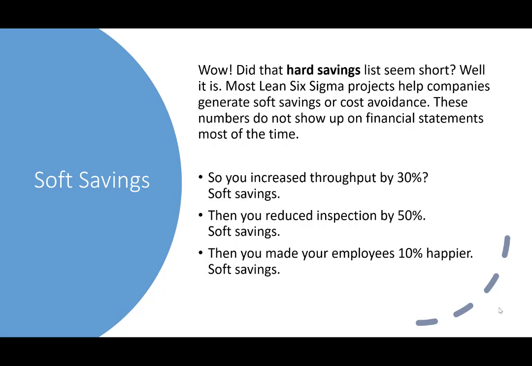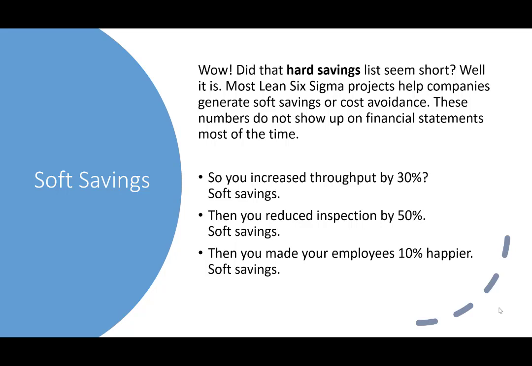What if you reduce the amount of inspection by 50%? Well, again, you're spending less labor to get the same amount of product out. So you're more efficient. You can count it as hard savings or soft savings. Most companies will call it a soft savings. Okay, what if you made your employees happier or you increased your customer satisfaction?